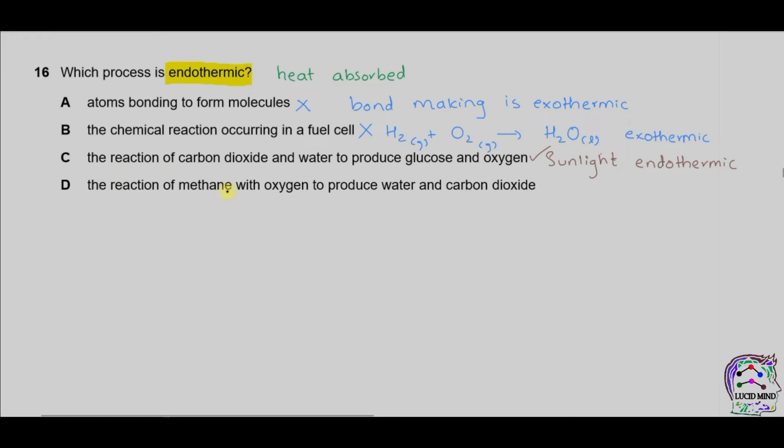Part D, the reaction of methane with oxygen to produce water and carbon dioxide. This is a combustion reaction in which methane converts into CO2 and H2O along with production of heat. So this is an example of an exothermic reaction. Correct answer is therefore part C.